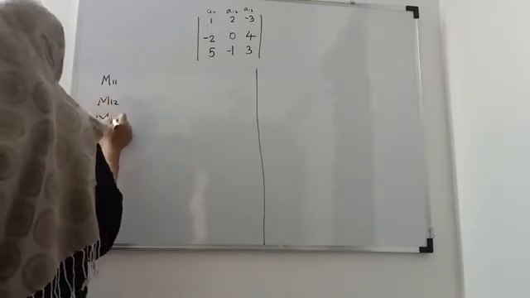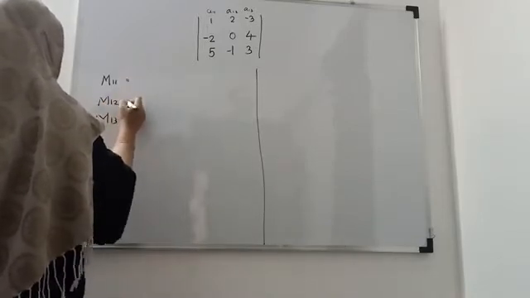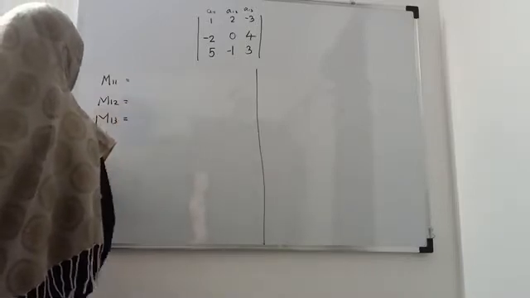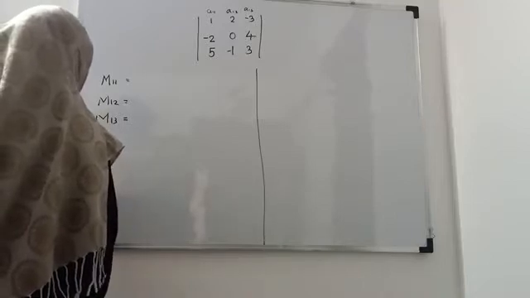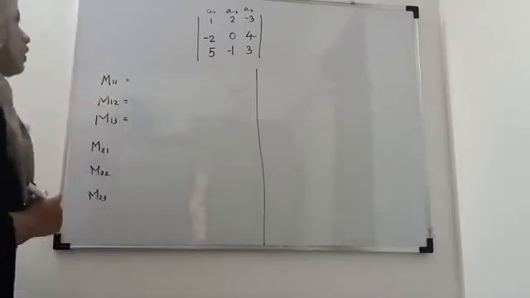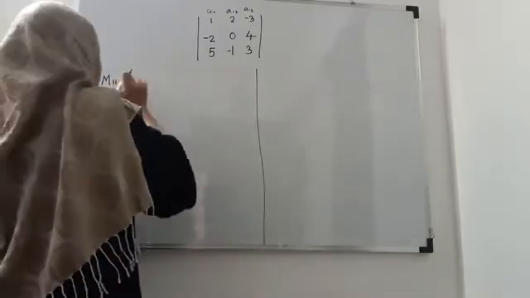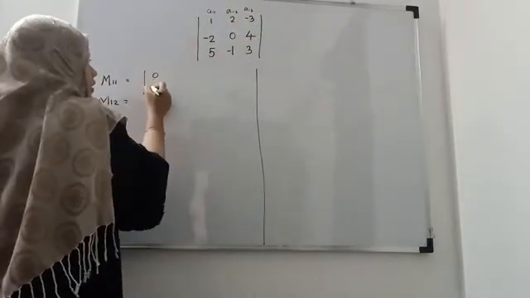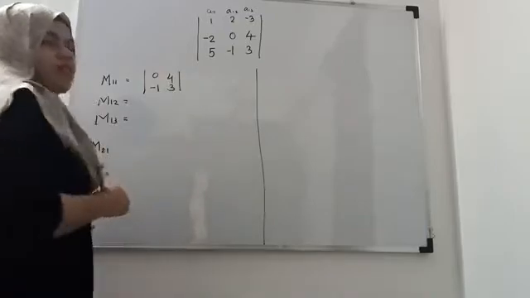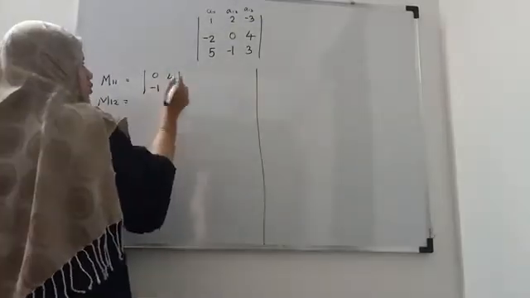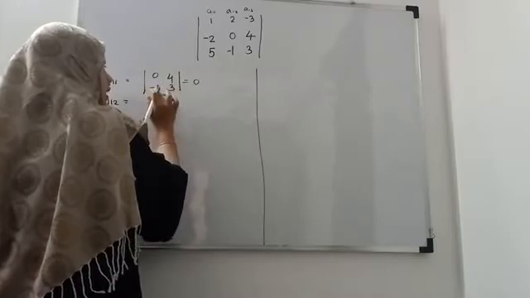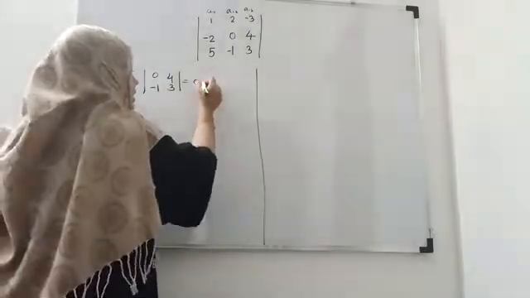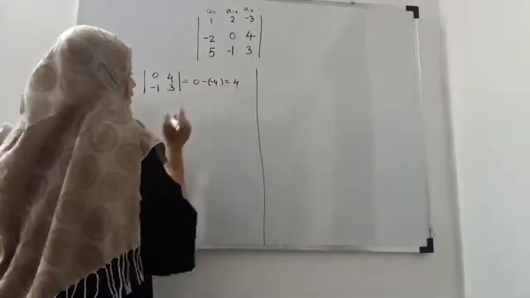M12, M13, then M21, M22 and M23. So here M11 means you have to eliminate the first row and the first column and find the determinant of the remaining entries. Now the determinant will be 0 into 3, that is 0, minus of minus 4 into 4, minus 1 into 4, that is minus 4. But minus and minus is plus 4.